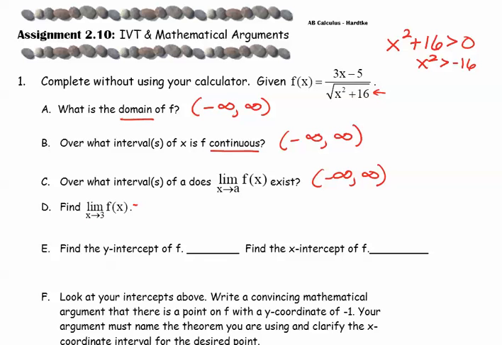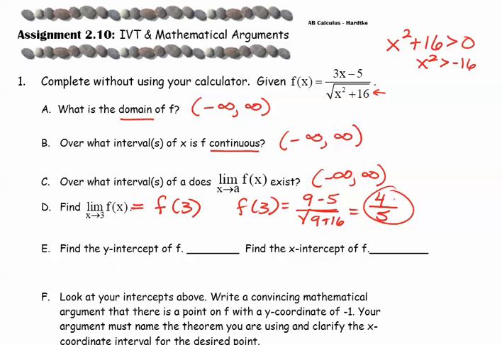We know if it's continuous, then the limit as x approaches 3 is the same as f of 3. And f of 3 we can find by simple substitution into our fraction. And it looks like we'll come up with 4/5 as our limit.